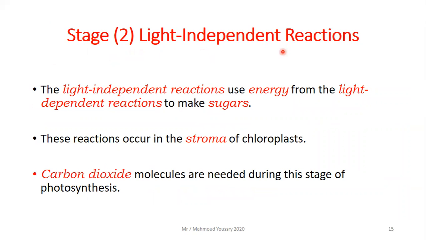Then stage number two, the light-independent reactions. It does not need the light, so it will never happen in the presence of chlorophyll. So this will happen in the stroma, not in the thylakoids or grana. The light-independent reactions use energy from the light-dependent reactions to make sugars. These reactions occur in the stroma of chloroplasts. Carbon dioxide molecules are needed during this stage of photosynthesis.